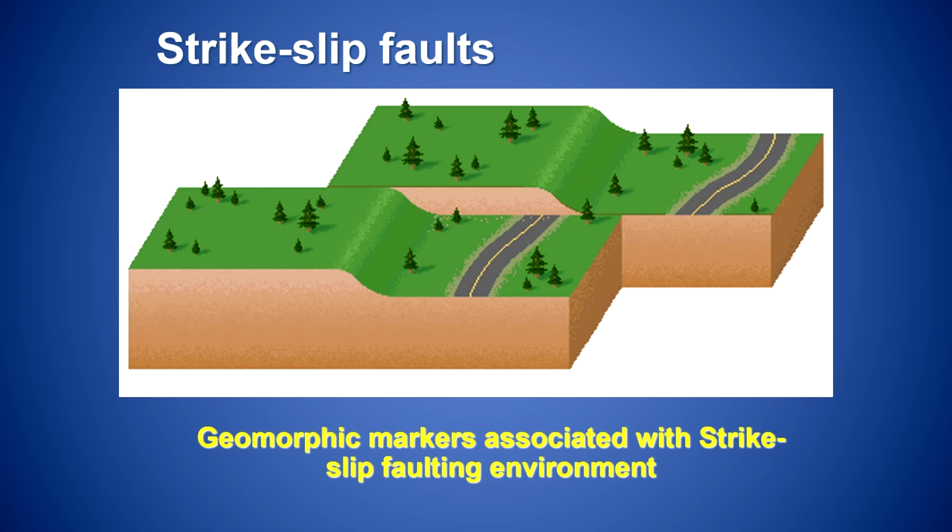So, geomorphic markers associated with the strike slip faulting environment, how we will identify them, that we will discuss, and what are the parameters, or we can say the landforms, we should look for towards the identification of these strike slip faults on the surface.